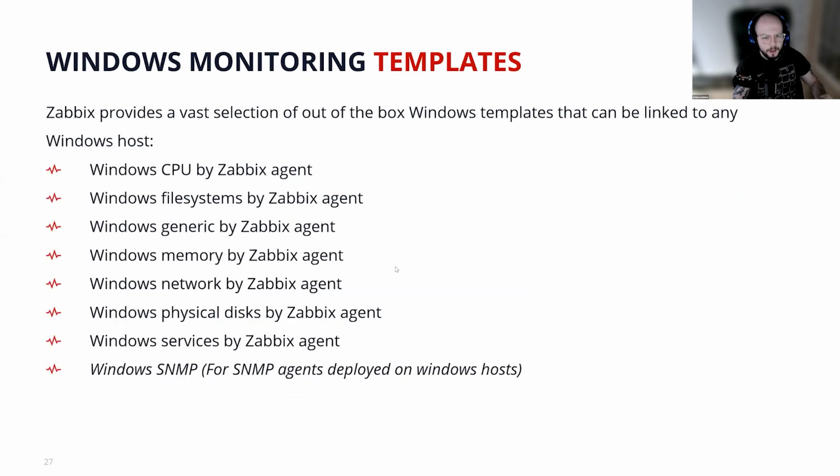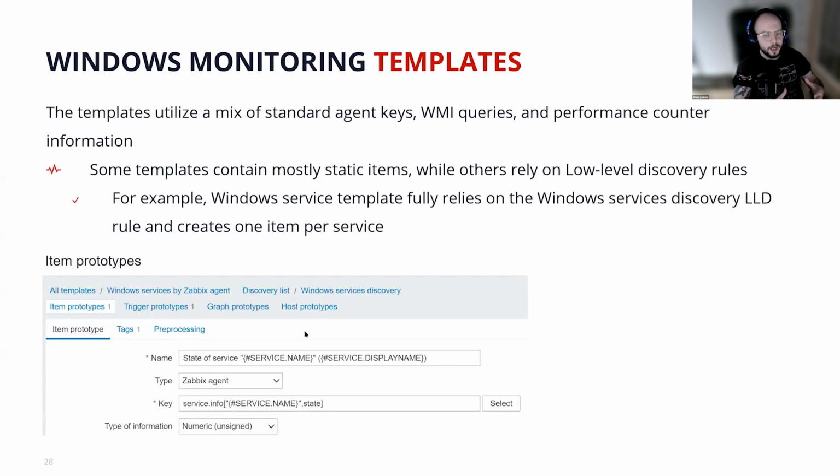This is the service template over here, Windows Services. It relies fully on discovery rules. There is a discovery rule, service discovery. It discovers services and then creates the item state of service for each service based on this item prototype. So somewhat automated. All you need to do is apply the template on your host and boom, your services will get discovered.